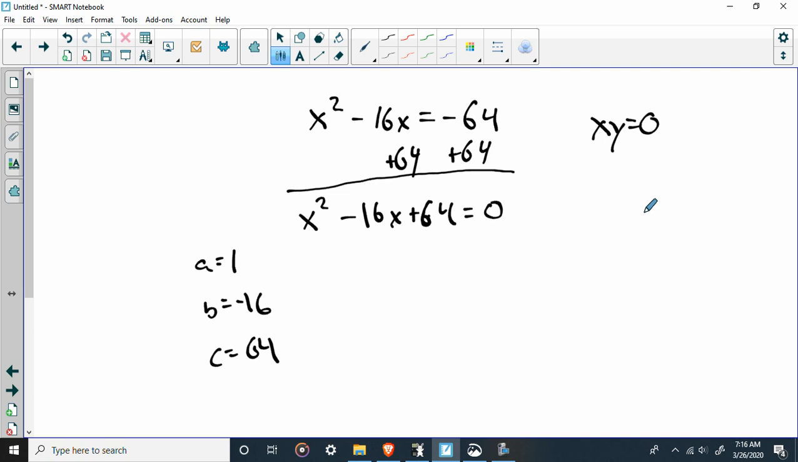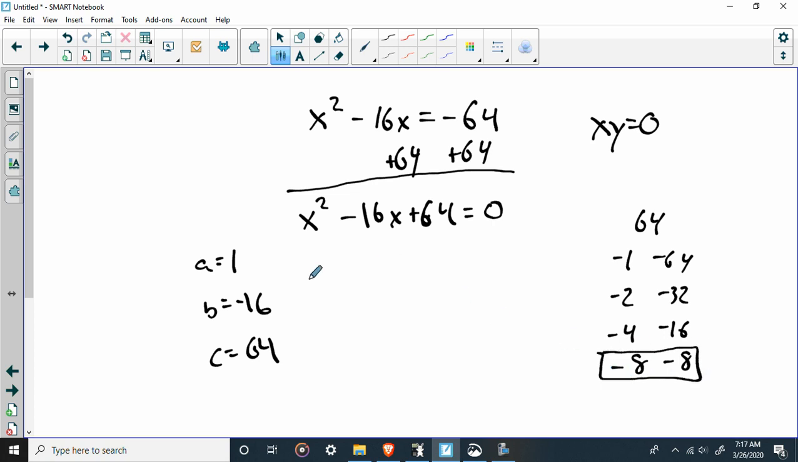So what are my factors of 64 that add up to -16? Well, they both got to be negative. No, no, no. 5 doesn't go, 6 doesn't go, 7 doesn't go, does 8 go? Yeah, it does. -8 and -8. And that's going to be us right there.